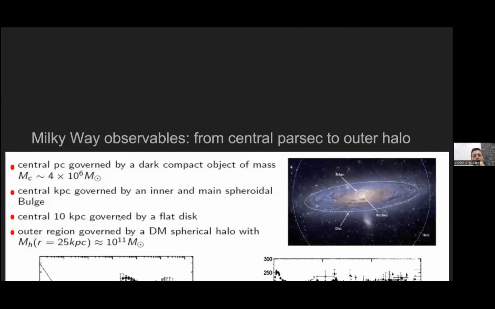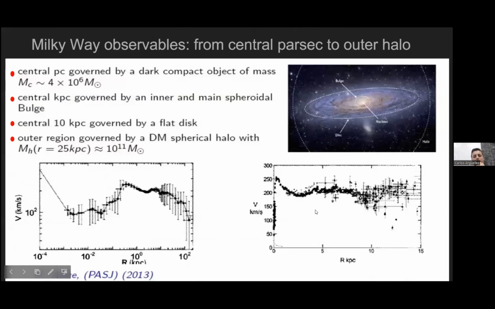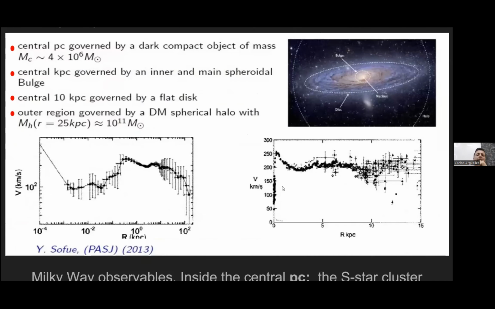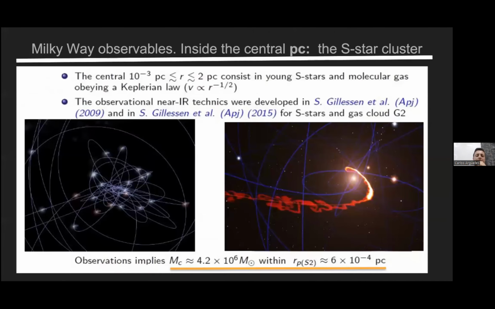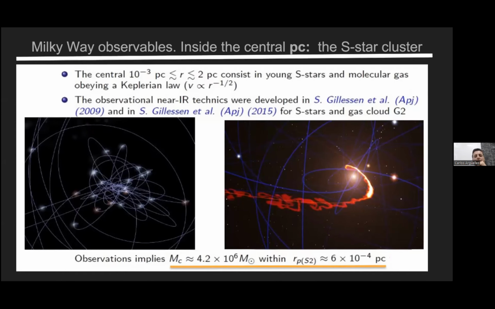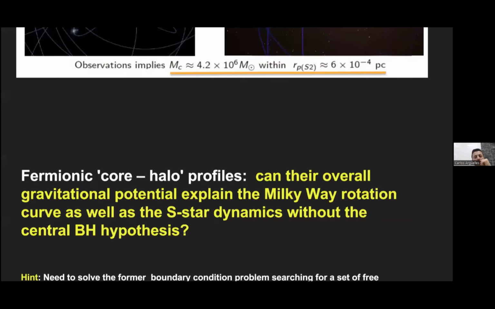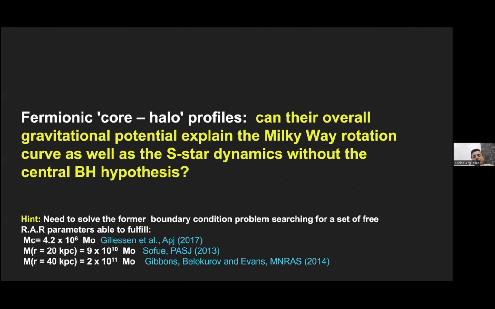Let's move fast to the Milky Way observables. So here we have the rotation curve of the Milky Way. And let's add the S-star cluster, as well, the velocity of the stars in the very central, milliparsec region of the galaxy. And let's wonder if these core-halo solutions can account for this grand rotation curve, including the central S-stars, without introducing the singularity at the center.